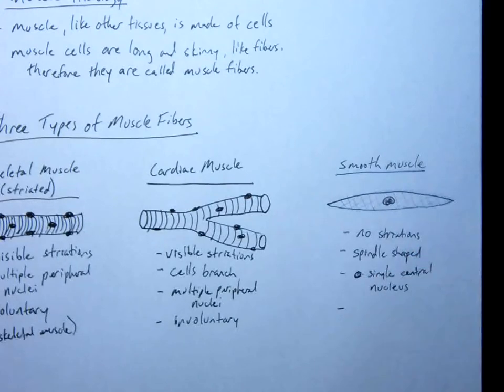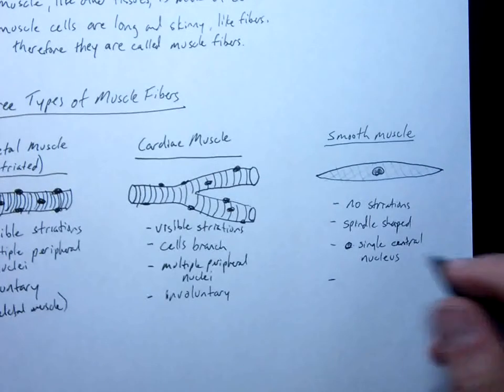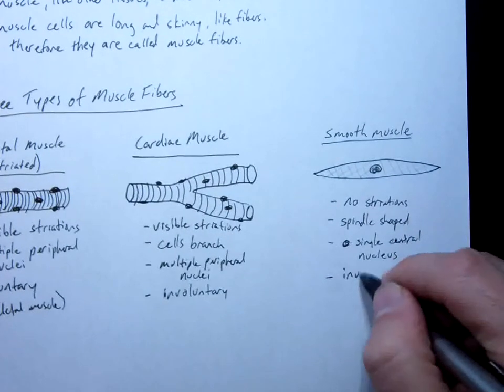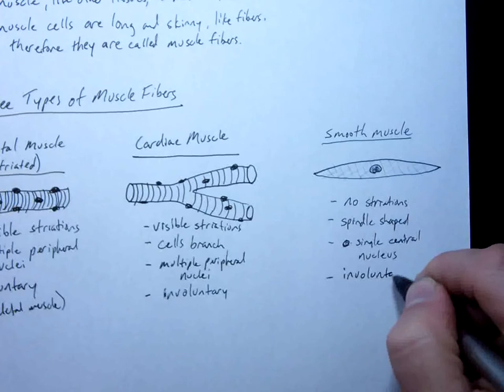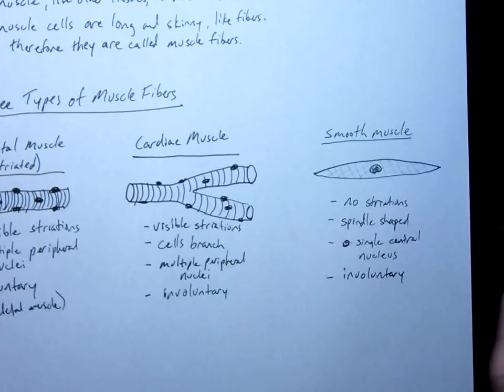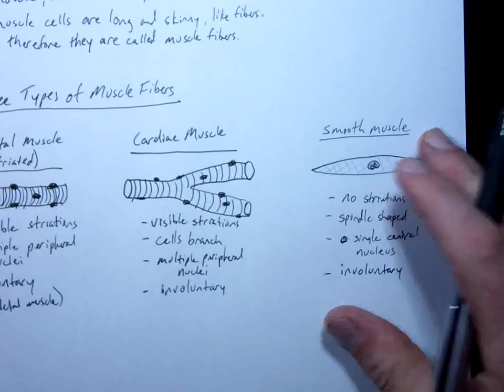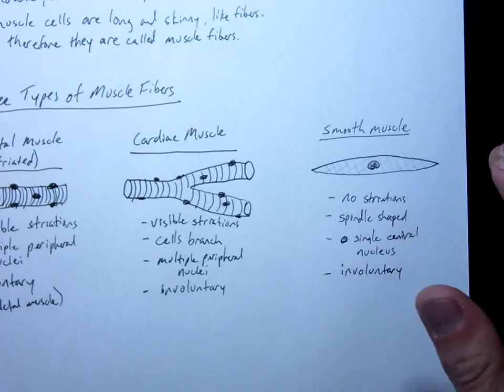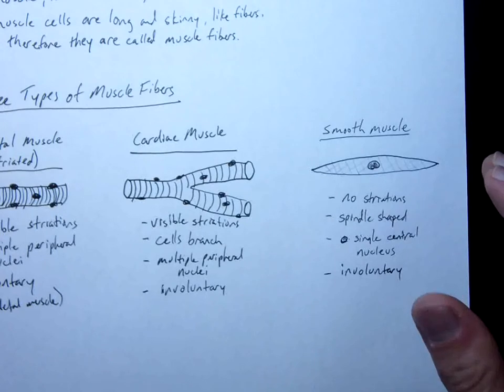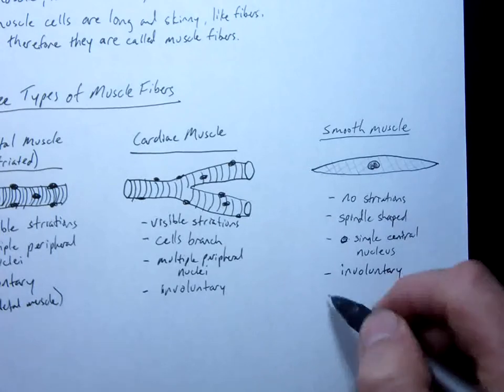And are these voluntary or involuntary? Involuntary. Good question. Any idea where you might find this guy? Brain. A brain doesn't have any muscle. Could it be like your stomach? Yes, your stomach. All your digestive tract.